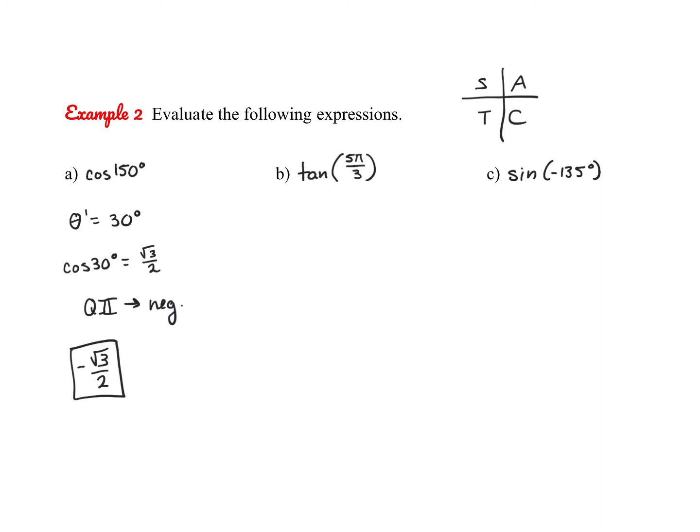Or if you look back at your unit circle, if you find 150 degrees, this should be the x value of your coordinate, negative root 3 over 2. All right, let's try this next one, the tangent of 5 pi over 3.